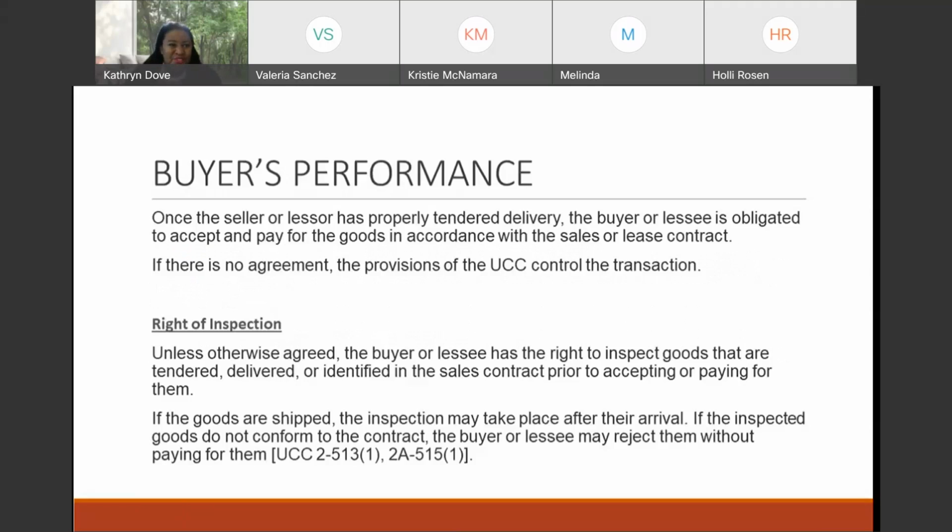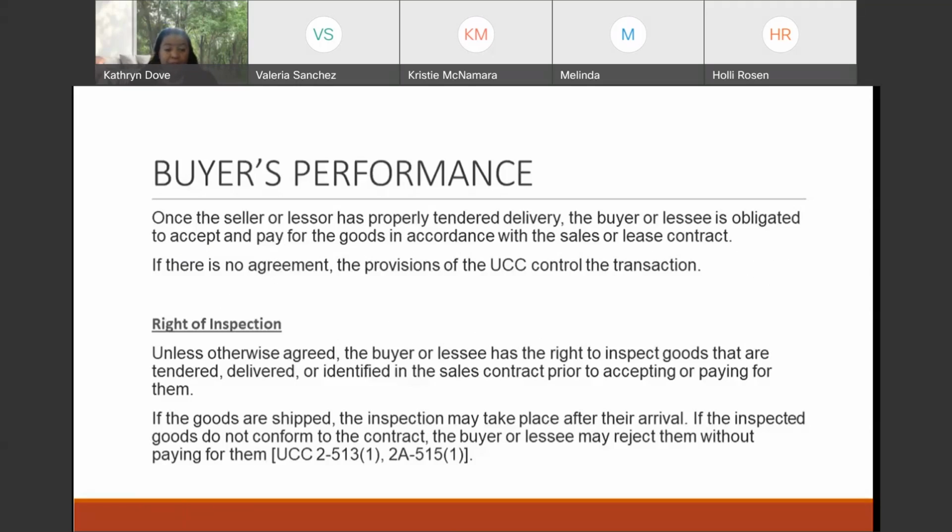What does the buyer have to do under the UCC? Once the seller or lessor has properly tendered delivery, the buyer is obligated to accept and pay for the goods in accordance with the sales contract. If there's no agreement, the UCC and the common law will always control the transaction.